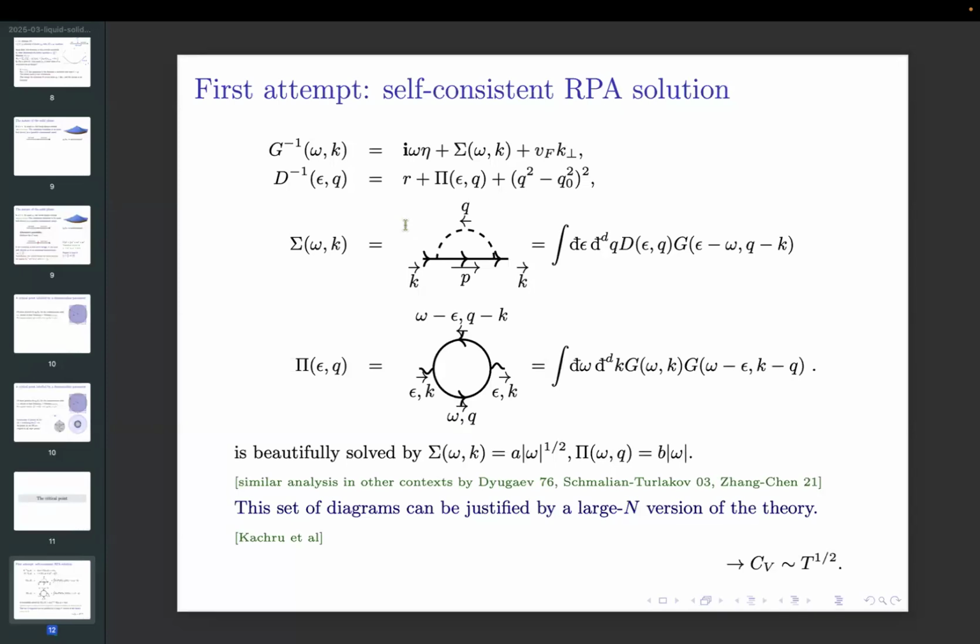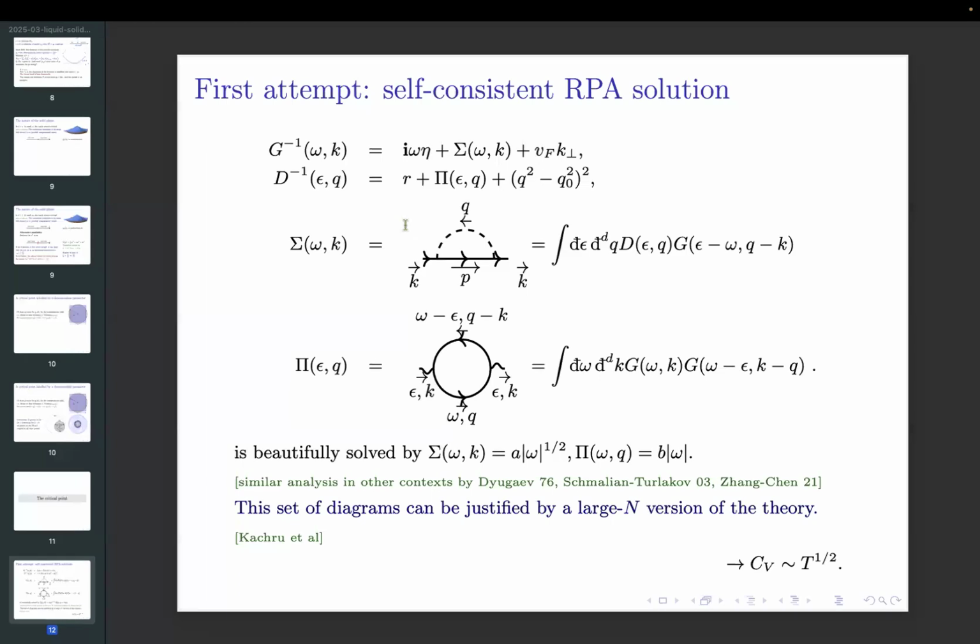So the self energy of the fermion, the leading contribution comes from this diagram, which involves the product of the boson and fermion propagators, and the vacuum polarization, the self energy for the boson, comes from this. It involves the two fermion propagators, and this set of equations is beautifully solved by the following simple power laws. This was observed long ago by other people, or something related, that the self energy is independent of the momentum and goes like omega to the square root of omega. And the self energy of the boson is also independent of the momentum. And this is just the Landau damping.